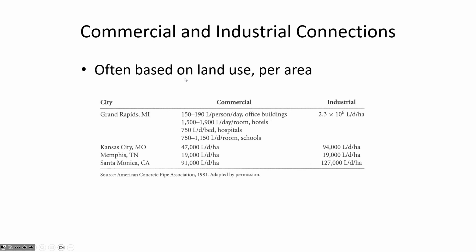Commercial assumptions and industrial contributions to wastewater is largely a similar approach of just knowing either how many people are going to be in an area, or in some places, rather than calculating the number of people and what they're doing, they just give you an assumption for how many liters per day to apply for a certain area. So here, for example, it shows that in Memphis, Tennessee, they suggest that in commercial areas you should provide enough sewage carrying capacity for 19,000 liters per day per hectare, where Santa Monica goes as high as 91,000 liters per day per hectare.